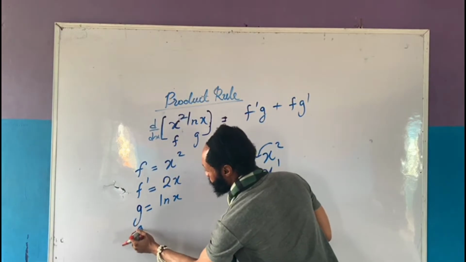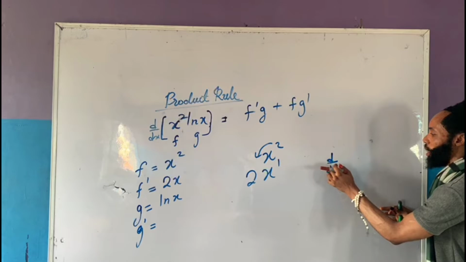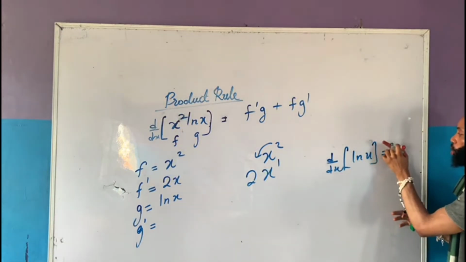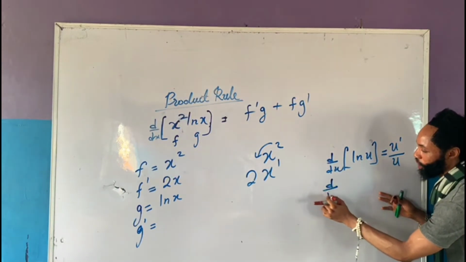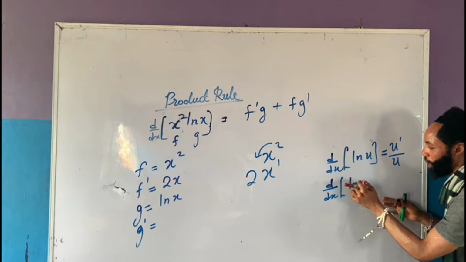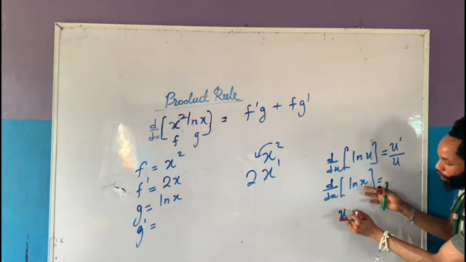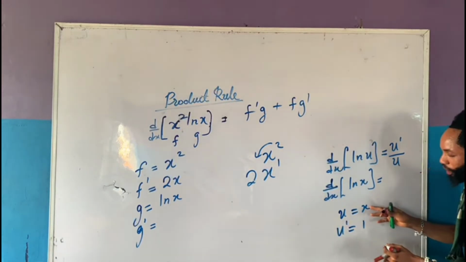ln(x). If you differentiate g prime, what will you get? Remember, I said if you're differentiating ln u, it equals u prime over u. Now, if you're differentiating ln(x), it will give you the same thing. Where u equals x, u prime will be what? 1. Differentiate x, you get 1.